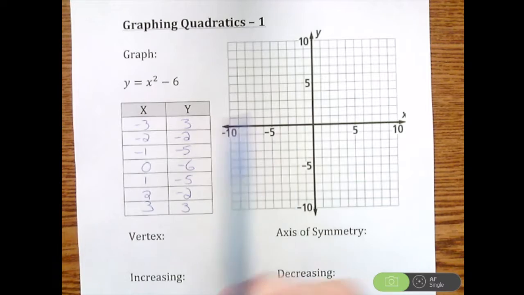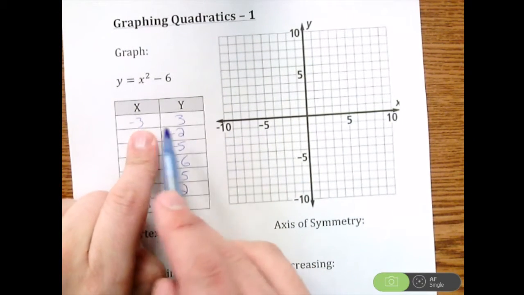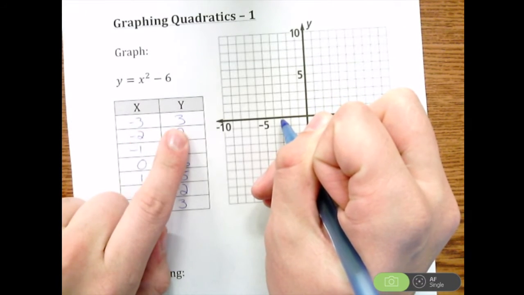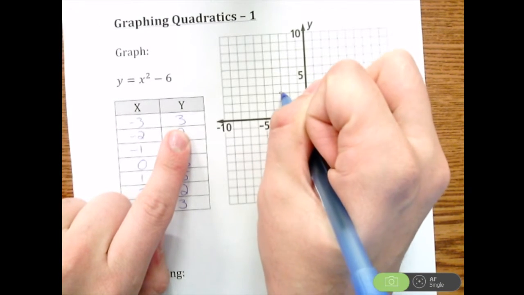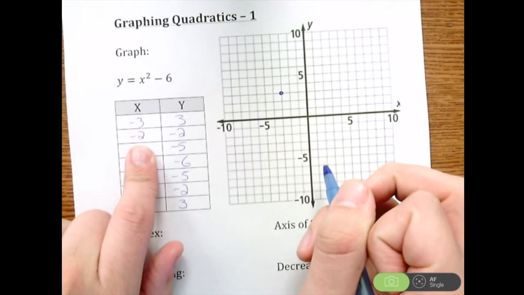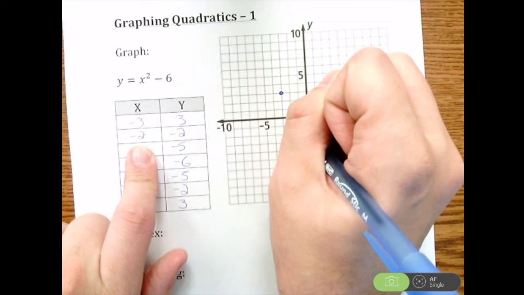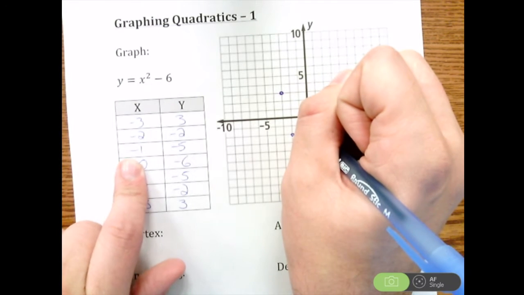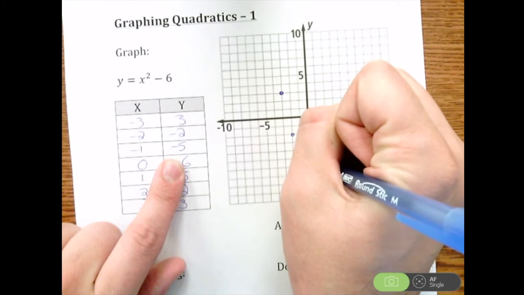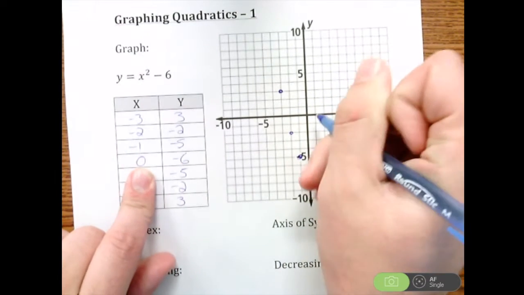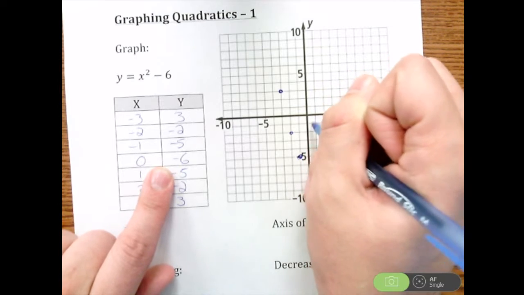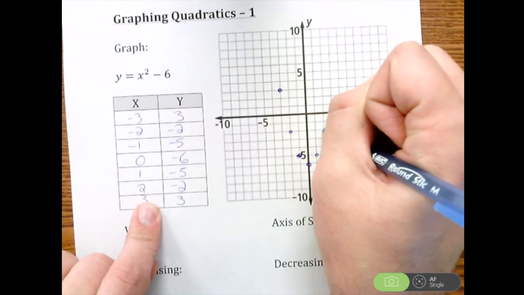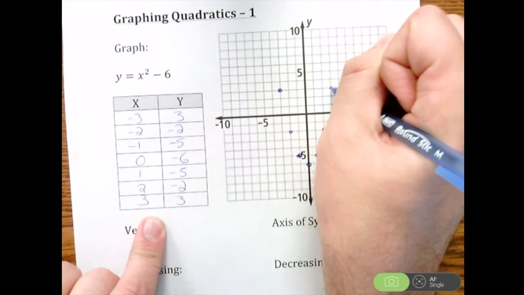So I'm going to plot these points on my graph. Each row here is a point. So -3, 3. I need to go x is -3, 1, 2, 3. And then y is 3, so I go up 3, 1, 2, 3, to this point right here. -2, -2, so I go left 2, down 2. -1, -5, so left 1, down 5, 1, 2, 3, 4, 5. 0, -6, so don't go left to right, go down 6. Just plotting all these points: 1, -5, 2, -2, 3, 3.